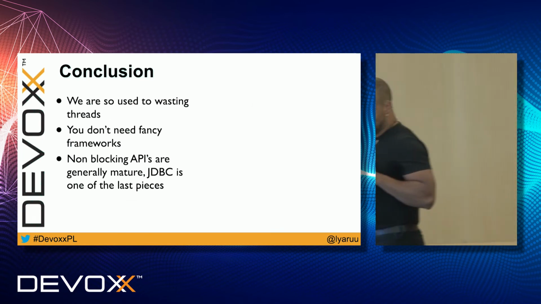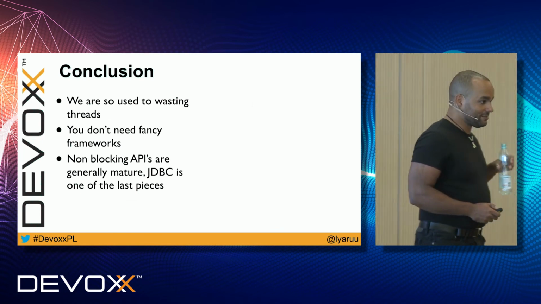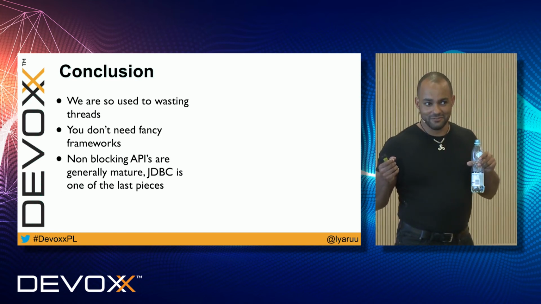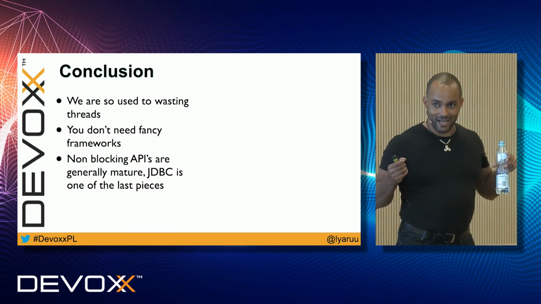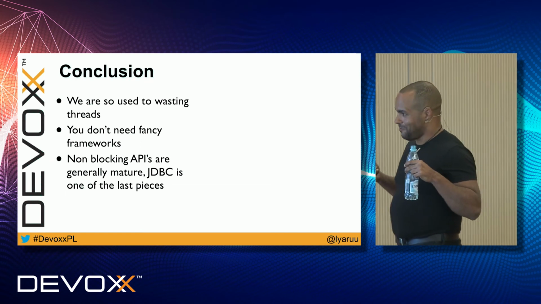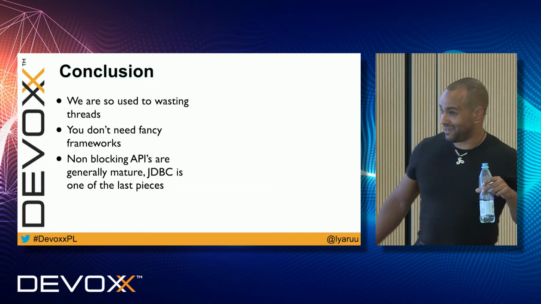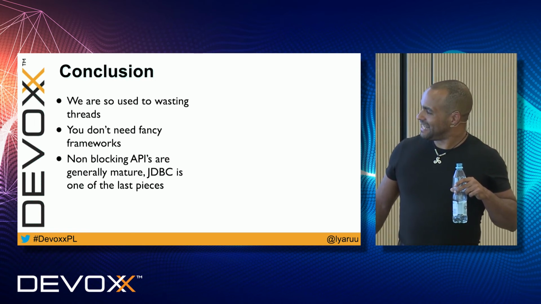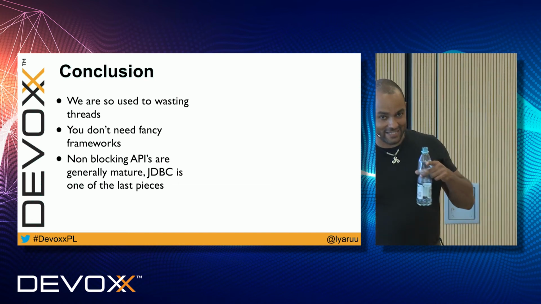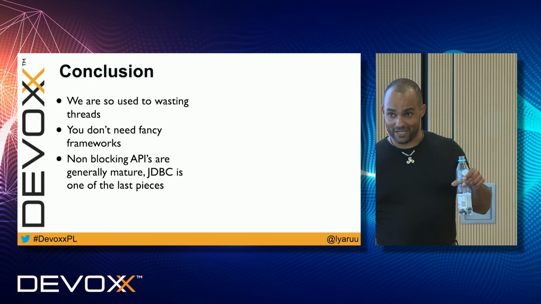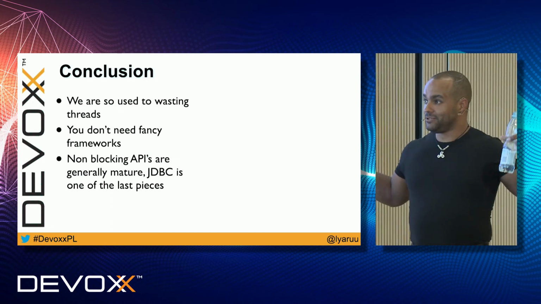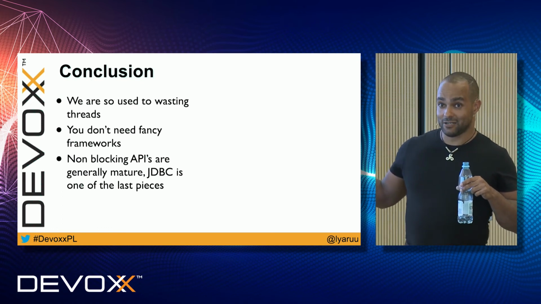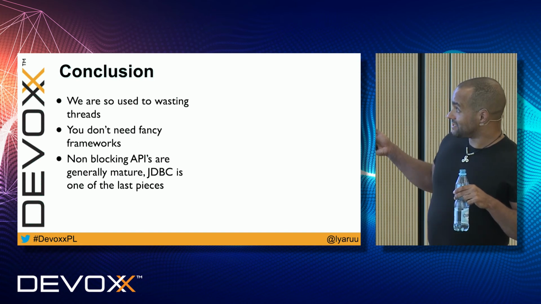So, in conclusion, I would like to reiterate that we are really used to wasting threads. I just feel that there are so many machines that the threads are just sitting there, and they're just unhappy, and it's wrong. So, let's have a look at that. And also, as I tried to show, you don't need fancy frameworks. You can't only do this if you use Vert.x or Reactor or whatever. This is just really basic code that can be a decade old. And then you can still make headway.